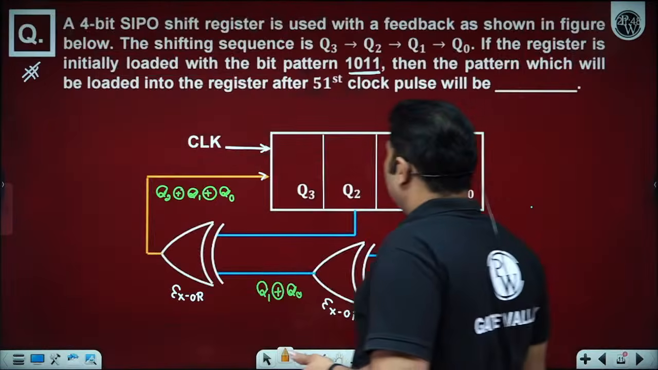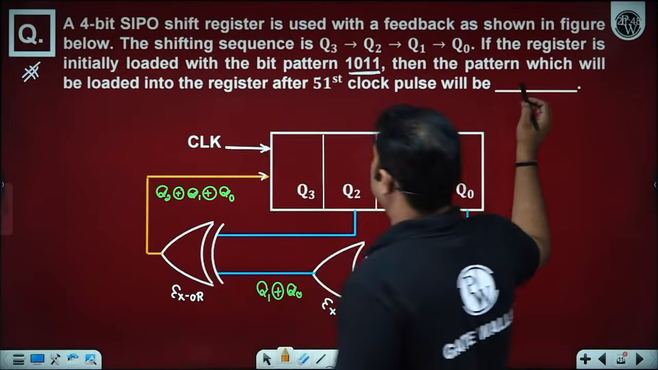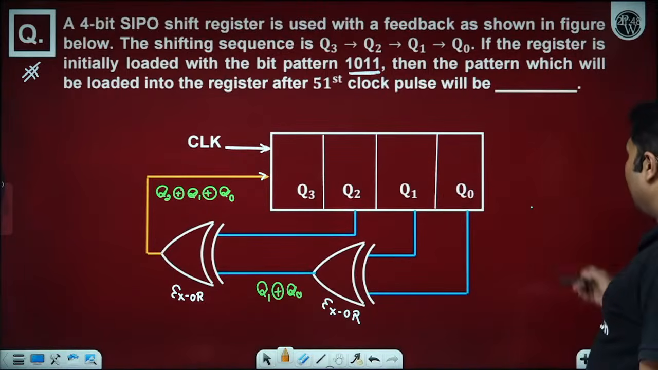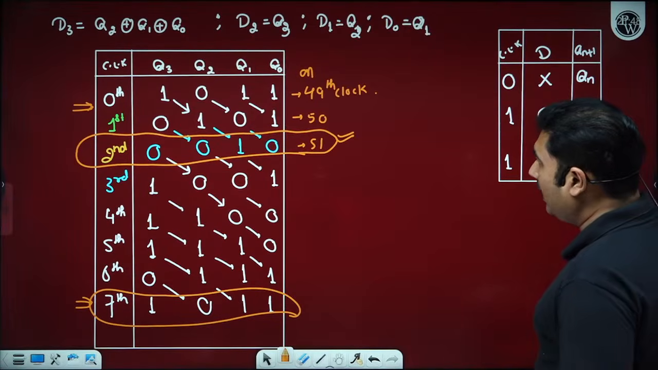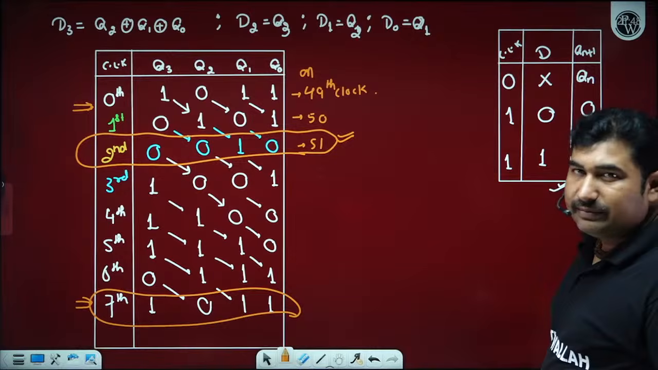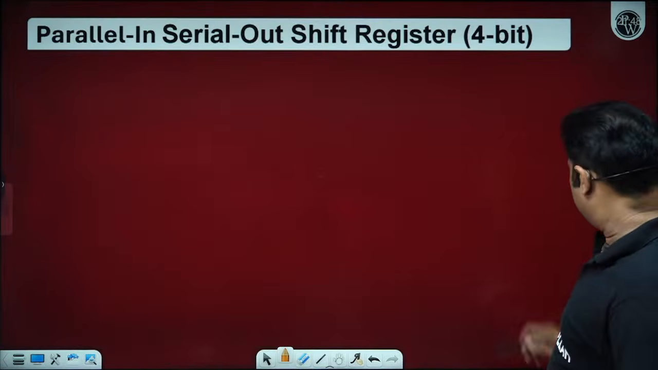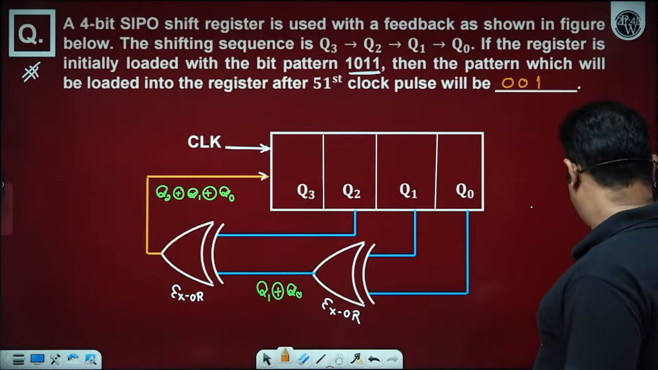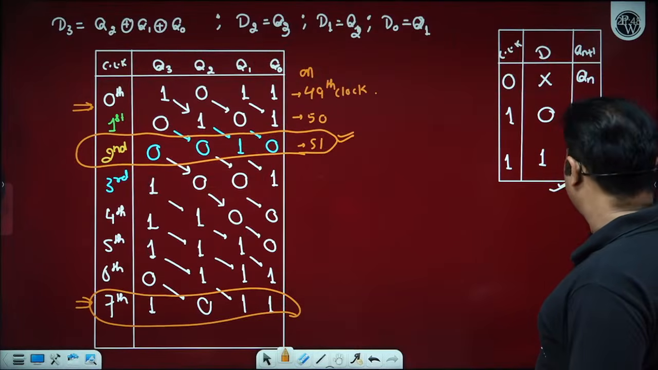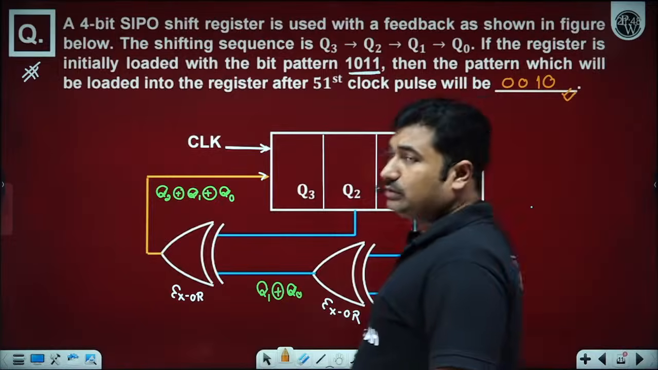How many of you are able to understand this? Beta ji, please let me know by writing in the comment section. So what is your answer? 0, 0, 1, 0. How many of you are able to understand up to this part? How many of you are able to understand, Beta ji?